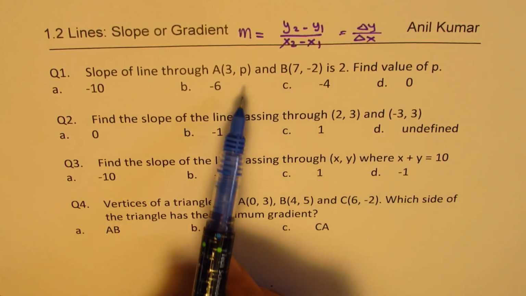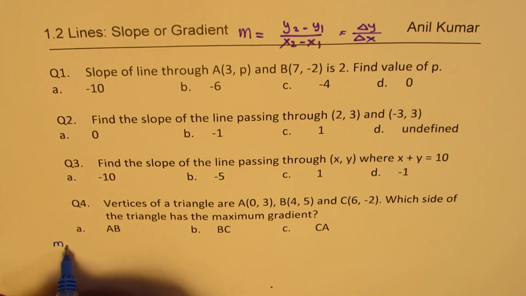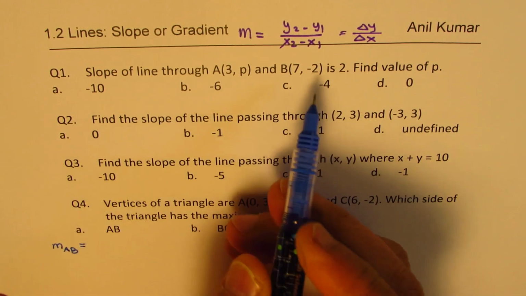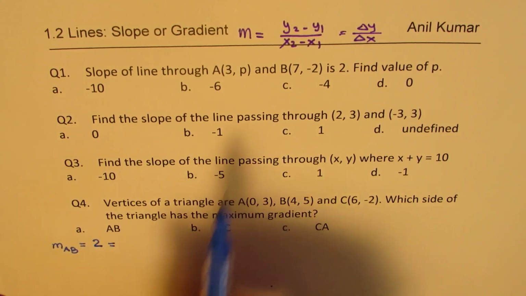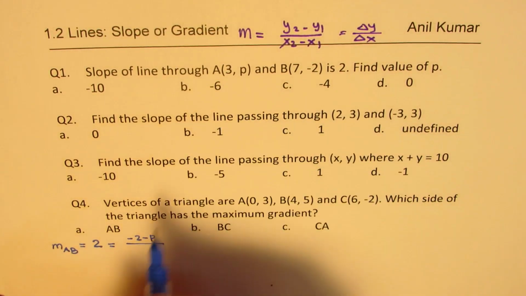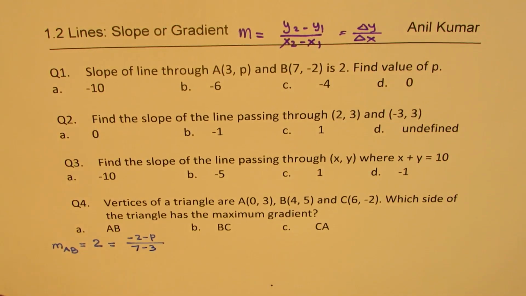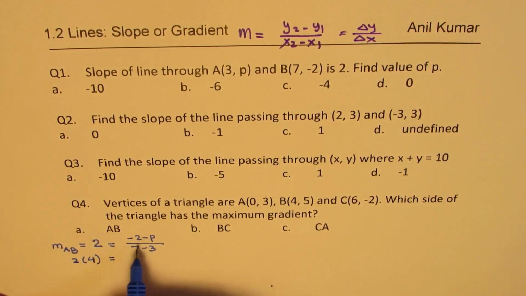So we are saying that the slope is 2. So let me do the solution here. We are saying slope between points A and B is 2. So this value is given to us as 2. But how do we find slope? y2 minus y1, so we get minus 2 minus p divided by 7 minus 3. Okay, 7 minus 3 is 4, so I could multiply 2 with 4. And in the numerator, I have this minus 2 minus p. And that is 8 for us, correct?